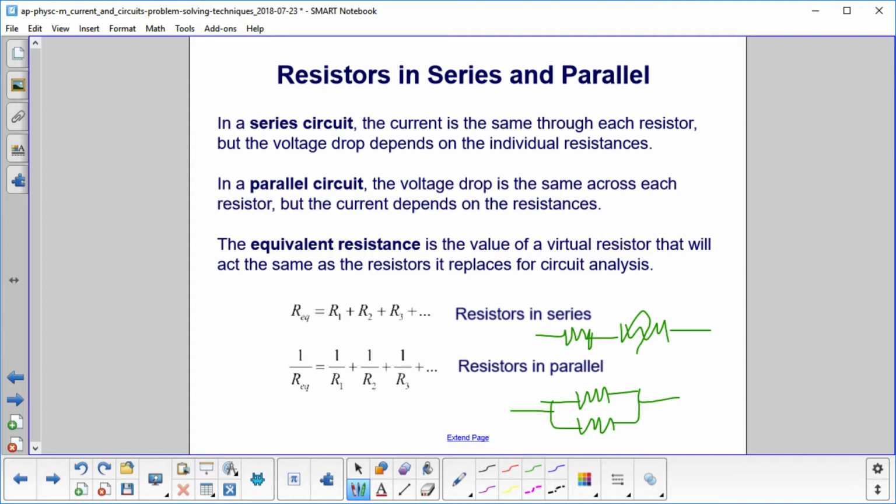In a series circuit, the current is the same through each resistor, but the voltage drop will depend on the individual resistances. In a parallel circuit, the voltage drop is the same across each resistor, but the current will depend on the resistances. The equivalent resistance is the value of a virtual resistor. It does not really exist, but it will act the same as the resistors it replaces for circuit analysis. So resistors in series, here's how you find the equivalent, and in parallel, here's how you find the equivalent. Make sure when you're doing the math for this one, you remember to flip your answer at the end, because doing this solves for 1 over R equivalent, but you want R equivalent.